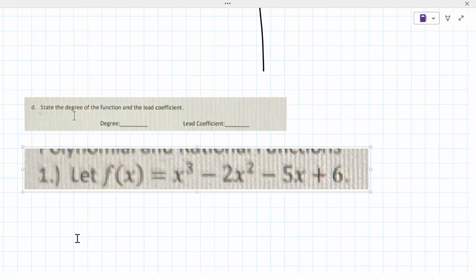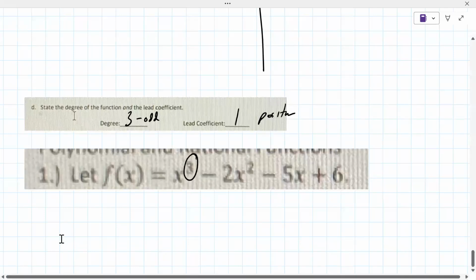Would it be 6 because you add the degrees? It's the highest degree power. Oh, right. So it'd be 3. This one's odd. That's important. Zach, do you know what the leading coefficient is? Would it be 1? It is 1, which is positive.